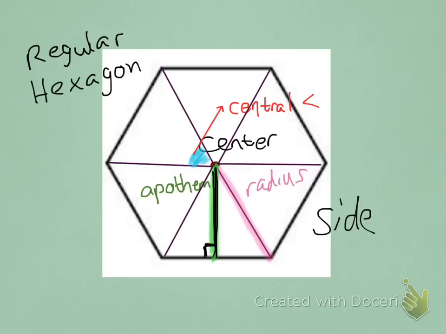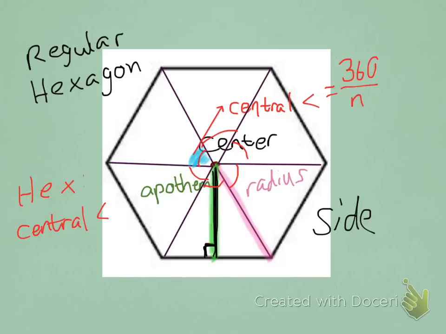But it's 360 divided into 1, 2, 3, 4, 5, 6 congruent triangles, right? 6 congruent angles. So the central angle is just figured out by dividing 360 by your number of sides, right? The number of sides, which in this case is 6, which means each central angle for a hexagon is 360 over 6, which is 60 degrees.